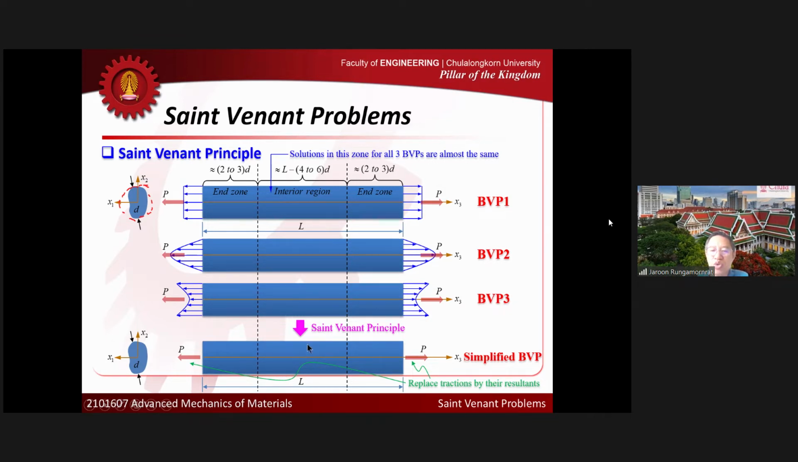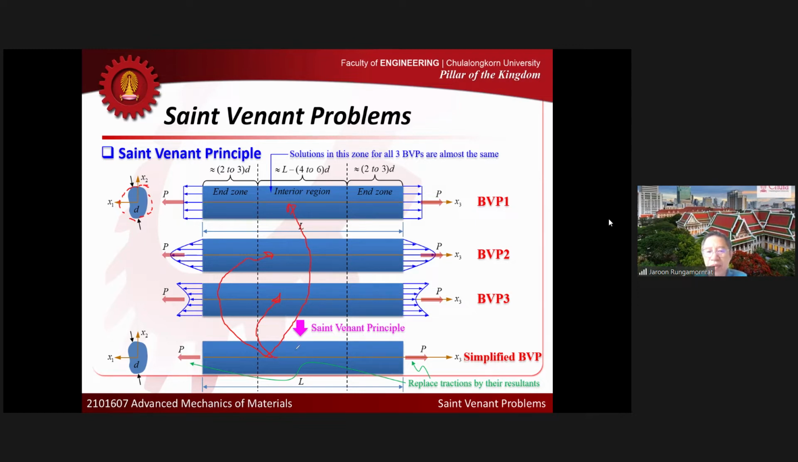I can use the solution inside the intermediate zone to be a good approximation of the solution in the intermediate zone of each problem above. I can use the solution here that I got to describe the solution for this problem and that problem and that problem.